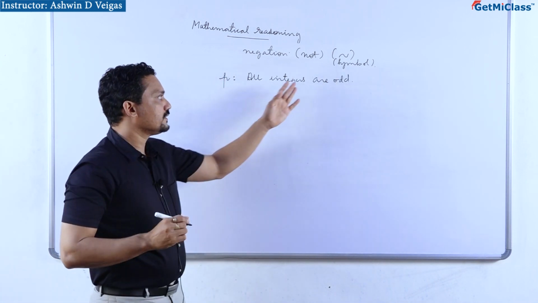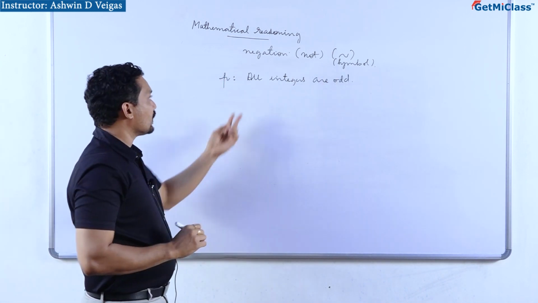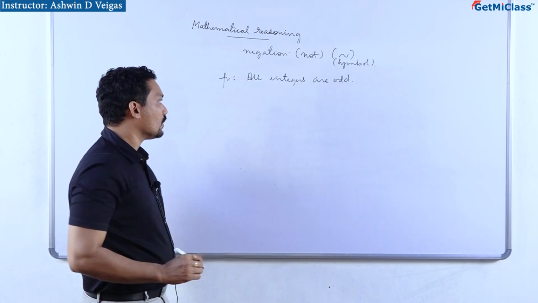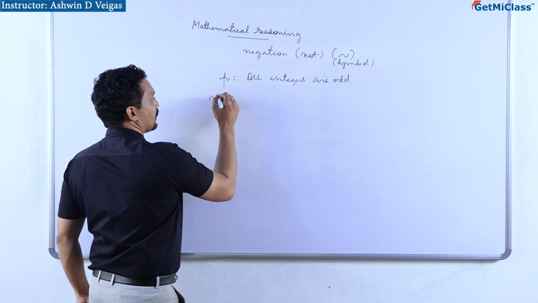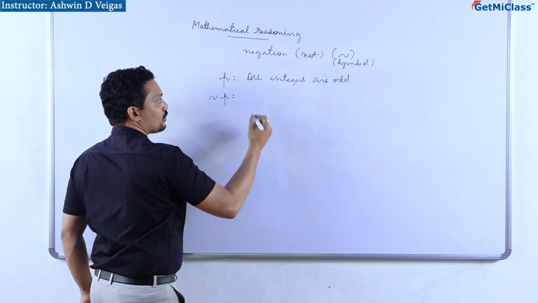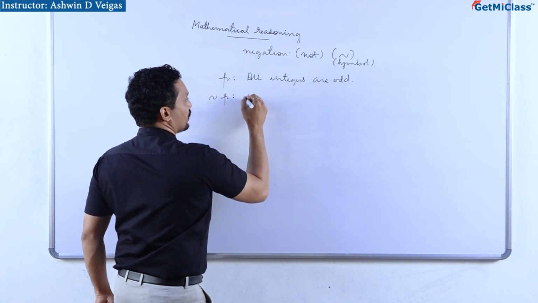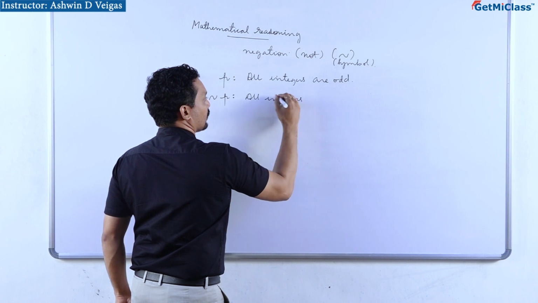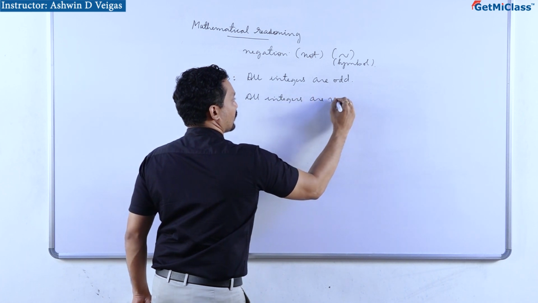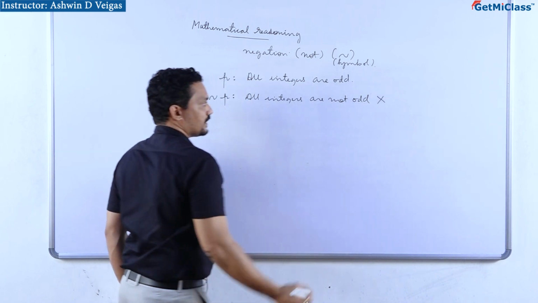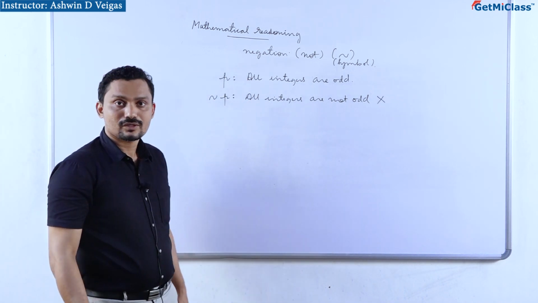All integers are odd. Now, the word all is actually a quantifier. When you negate, anybody will tend to write all integers are not odd. If you say like this, this is a wrong negation.